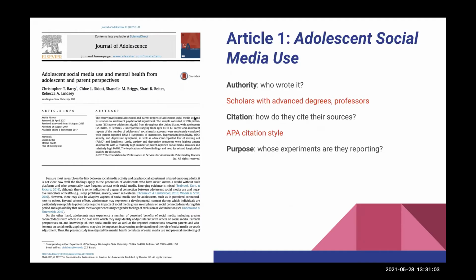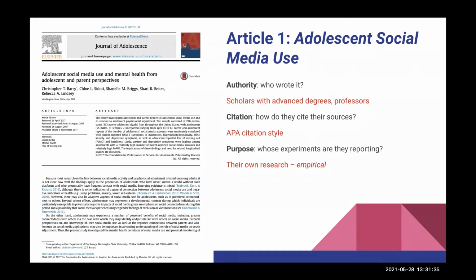of adolescent social media use. The sample consisted of 226 participants and so on and so forth. So we can see here, if we read this in depth, that they are talking about their own study they did with 226 participants. So they're reporting their own research, and this is called an empirical study. They're sharing with us what they researched and what they observed or what they found. And this is a different type of scholarly article than another one we'll talk about shortly.